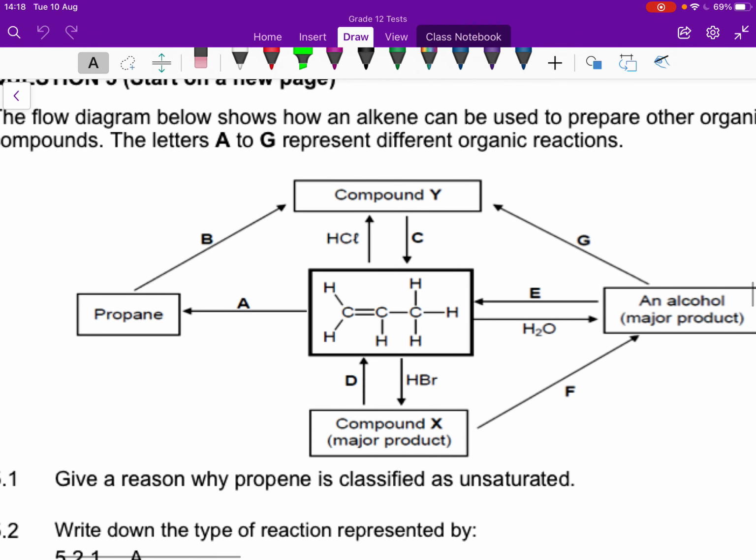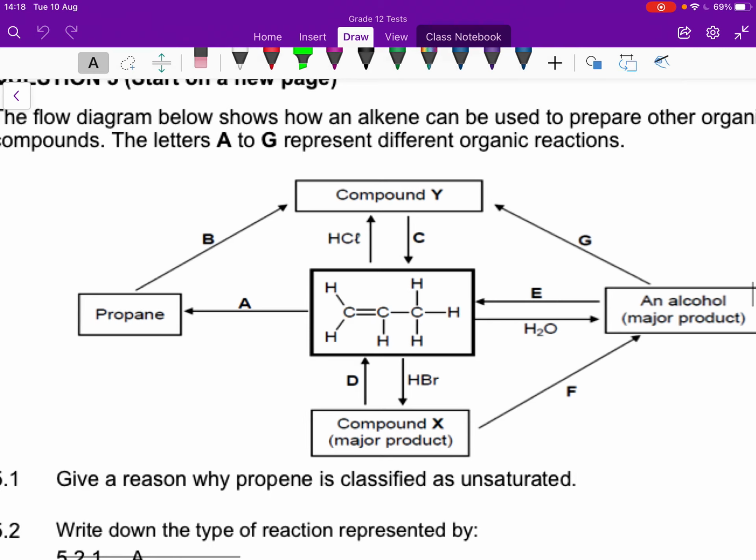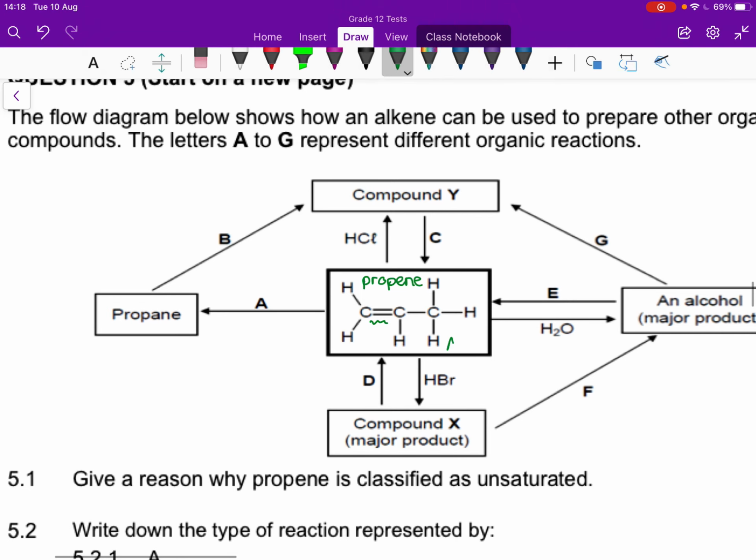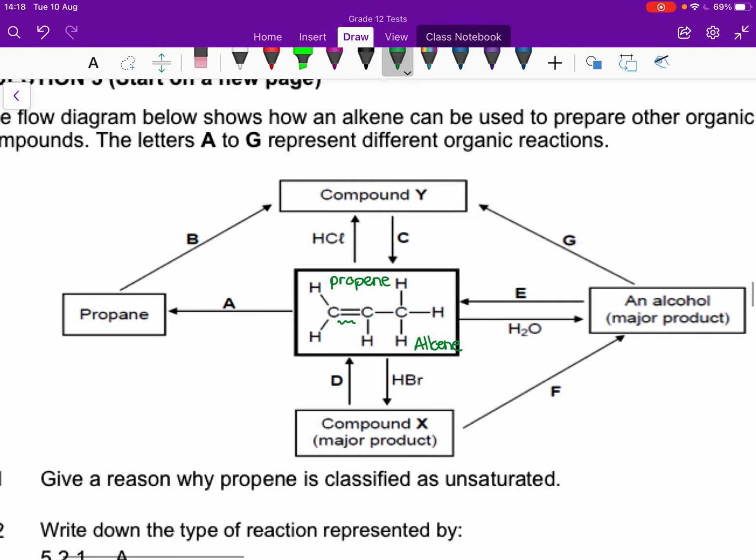Right at the beginning, it always starts from the middle. So we've got where it starts here. There's a double bond over here, and there's 3 carbons. So this is propene in the middle here, and this is an alkene. We know that. Then they show a whole bunch of reactions, and they go from the alkene. For A, it becomes propane. So we break the double bond and add hydrogen. So this is actually an addition reaction. I'm not going to say what type unless they ask me later.